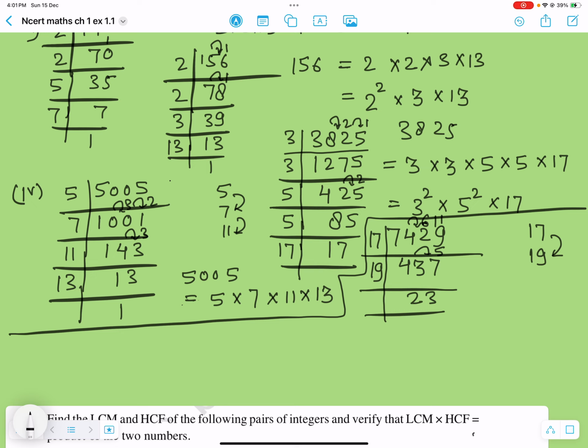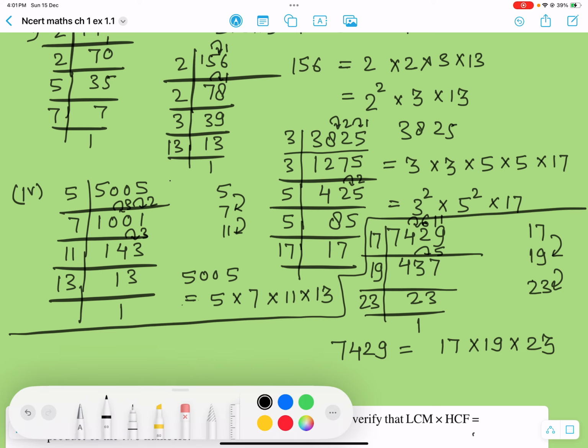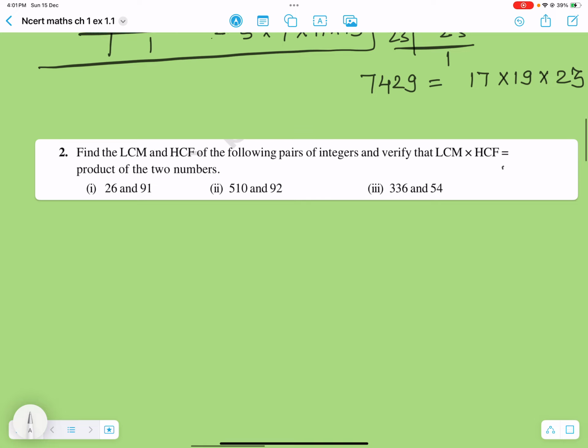So the number would be, the next number in the sequence that can divide it would be 23. 1 23 is 23. So we can say 7429's prime factors would be 17 multiply 19 multiply by 23. So this is how we have attempted our question number 1. Now go quickly on to the question number 2.